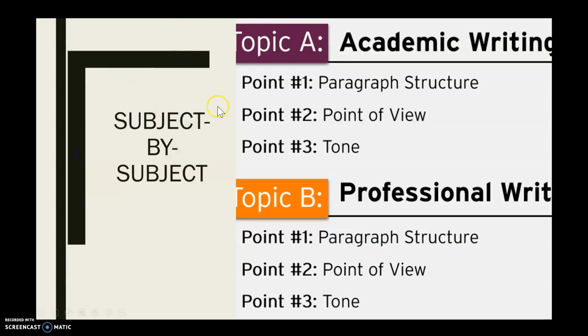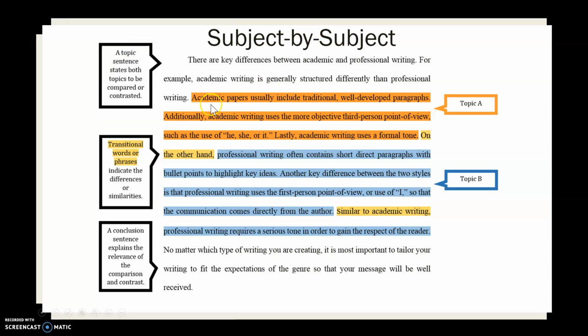So here's an example of a subject by subject paragraph. It kind of got cut off a little bit, but you'd start with topic A. You might be comparing academic and professional writing. So topic A is academic writing. So you're going to look at paragraph structure, then point of view, then tone as they apply to academic writing. And then in the same paragraph, you're going to talk about paragraph structure, point of view, and tone as they apply to professional writing. And again, this is subject by subject.